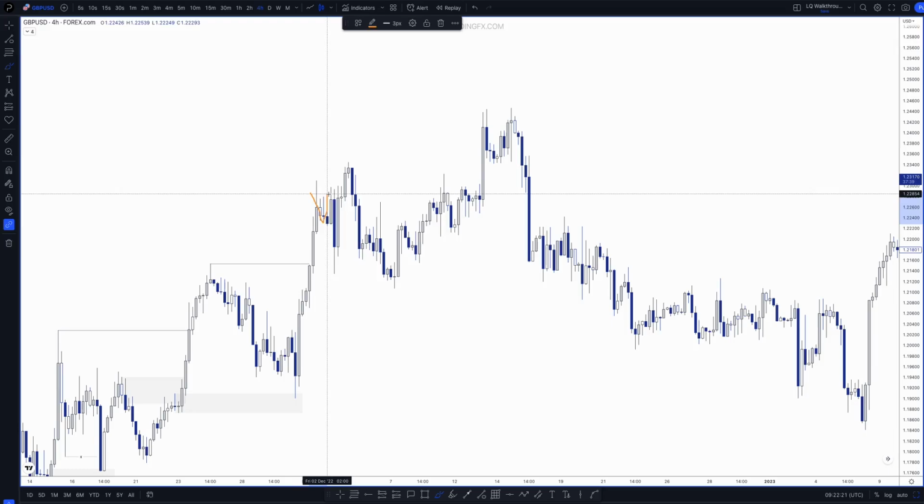Price comes in, comes up, grabs liquidity below that low, and then we go. But eventually, we end up sweeping that low, right? More equals, and then we go again. And then we get another break of structure.